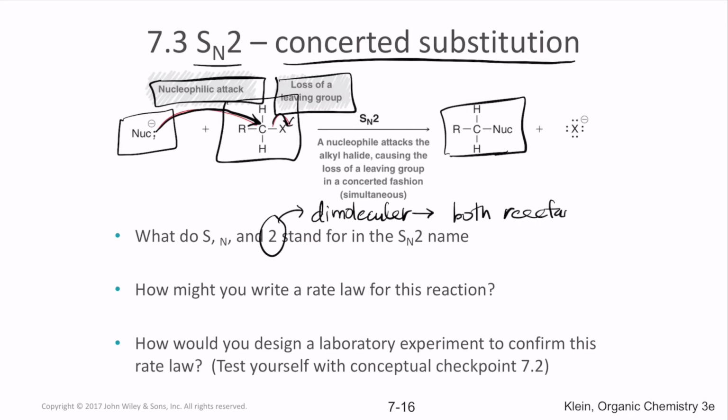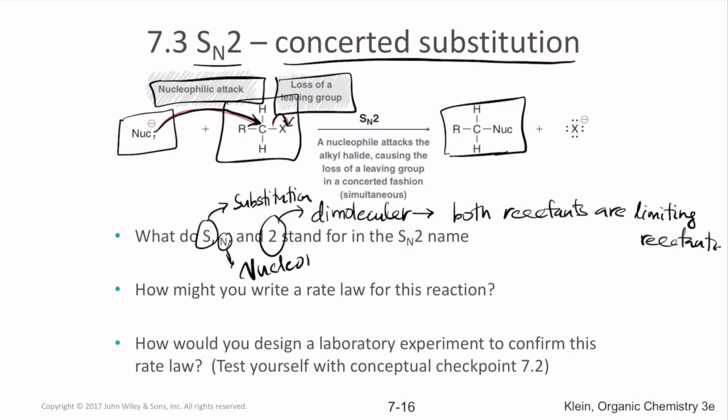2 represents that this is a bimolecular reaction, which means that both reactants are the limiting reagents, limiting reactants. Unless both of them are present, the reaction cannot occur. That's what limiting reactants basically means. And S here represents substitution, N here represents nucleophilic. So that's the nomenclature here.